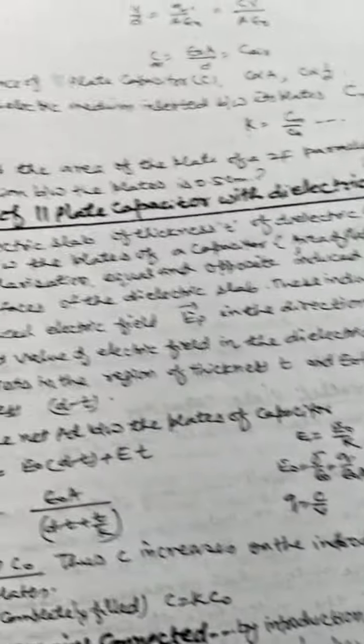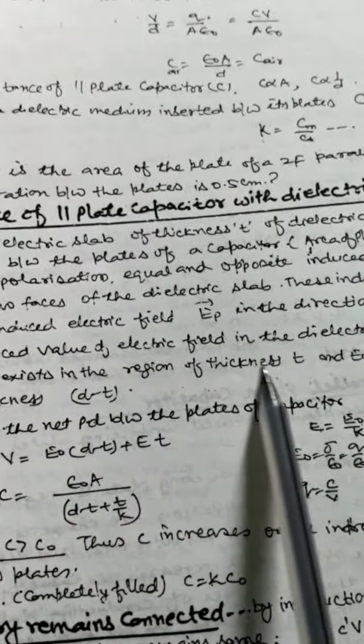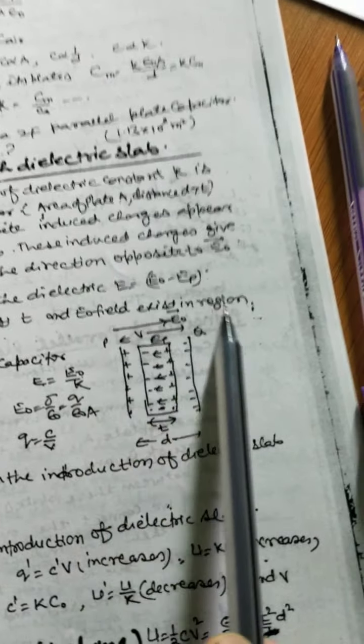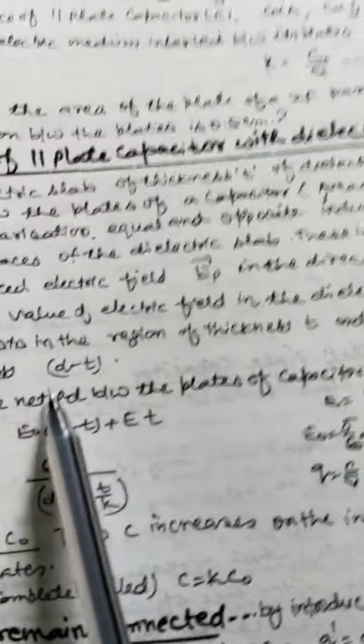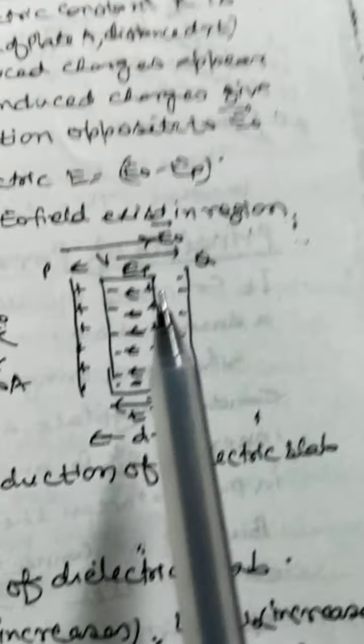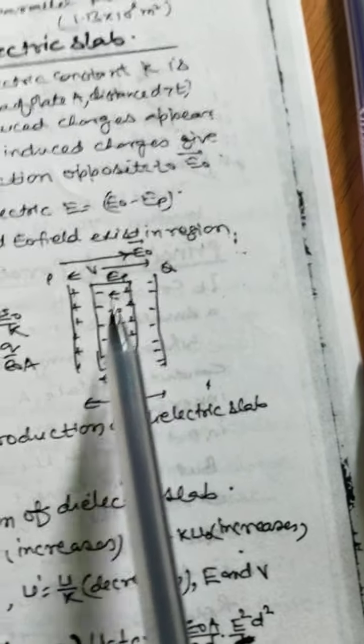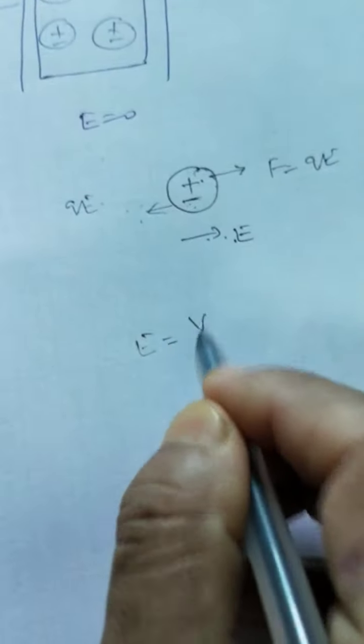So now E exists in the region of thickness t, and the E0 field exists in the region of thickness d minus t. Thus we have two fields. One is here and the second is here. So we know the field E is equal to V by d.